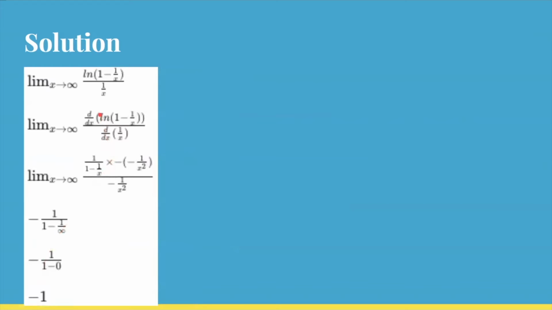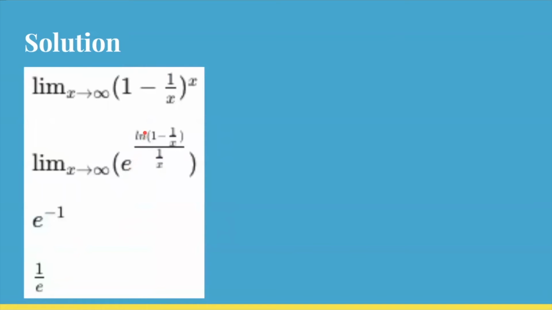All right, so L'Hopital's rule. For the numerator, you use the chain rule to solve for the derivative. And for the denominator, the derivative of 1 over x is negative 1 over x squared. After simplifying, you'll get negative 1 over 1 minus 1 over x. Then plugging in infinity, 1 over infinity is just 0, and you'll get negative 1 in the end. So this limit is equal to negative 1.